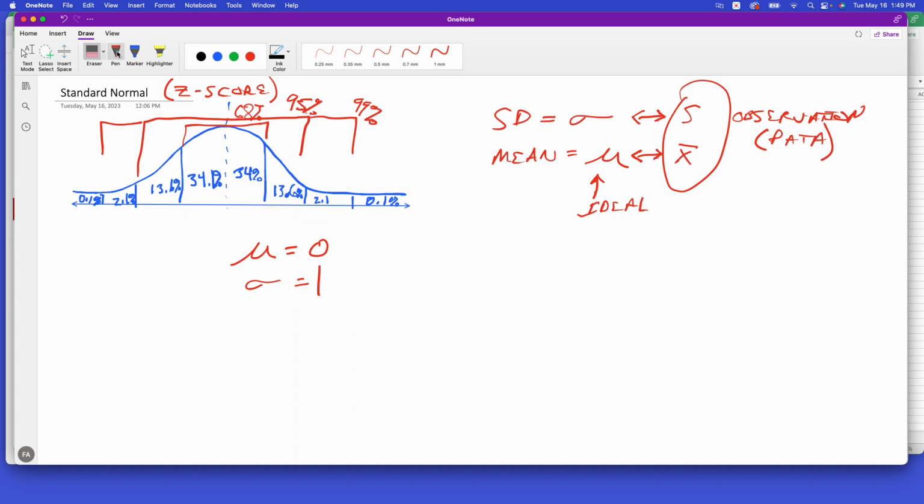What that does for us is it simplifies all these pieces that we're talking about here along the bottom. Instead of the mu here being a particular number of some sort, it's just 0. This is 1, this is 2, this is 3, this is -1, this is -2, this is -3. So instead of talking about this first location right here being mu or X bar plus 1 standard deviation, we're now talking about this being a z-value of 1, this being a z-value of 2, this being a z-value of 3.